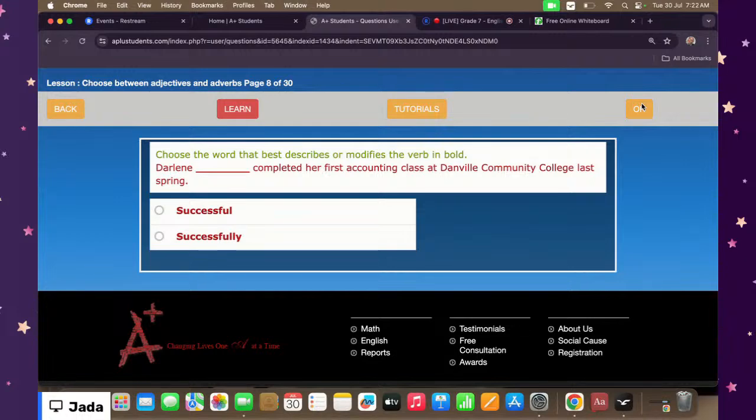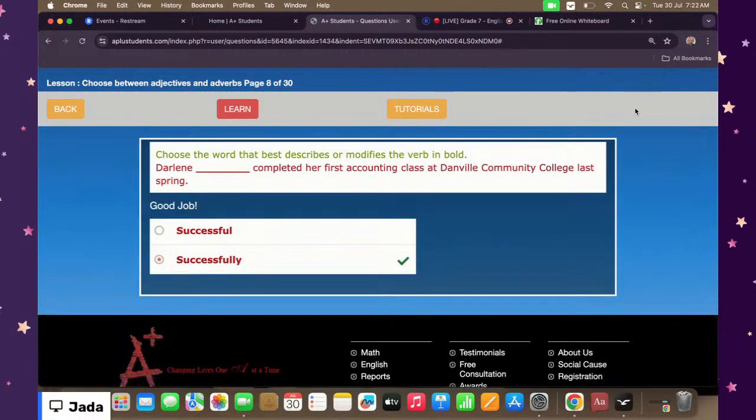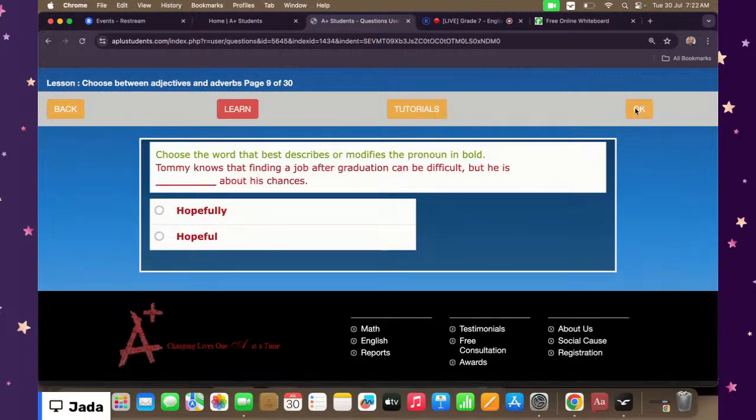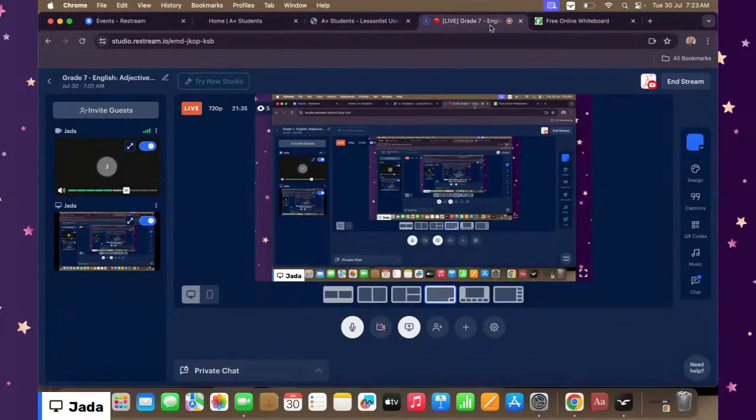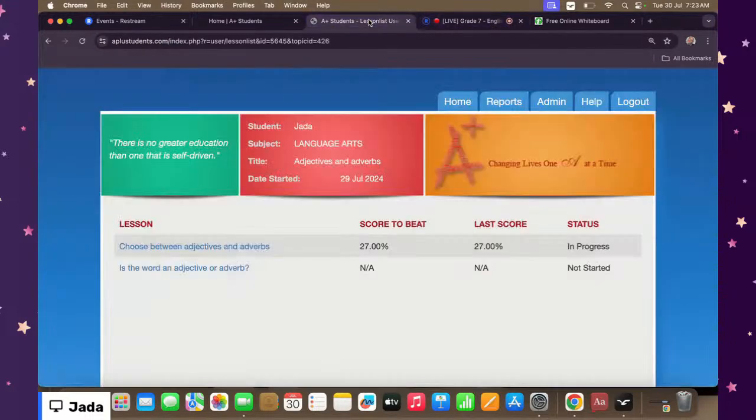Okay, what's the answer on this one? Okay, successfully. All right, so I do hope that you all understand the difference between the adjective and the adverbs. And I hope that if you're not done with this lesson yet, you can complete this lesson. Okay, so let's move on to the second lesson.